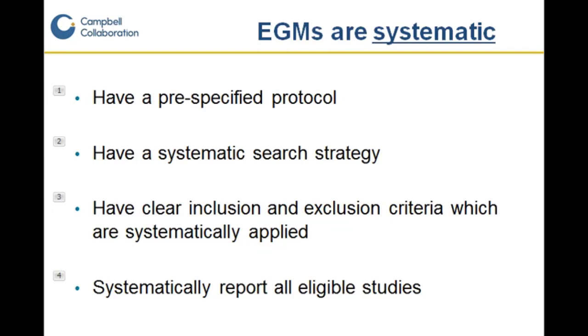Again, one of the important points for an evidence and gap map is that they follow the same systematic review methodology as systematic reviews. So they are as comprehensive and systematic as a systematic review, but of course they are broader than systematic reviews. Like any other systematic review, they follow a pre-specified protocol. They have to have a systematic search strategy. They have clear inclusion and exclusion criteria, and they systematically report all the eligible studies. Now for this particular presentation, I'll be focusing more on the systematic search strategy that included aspects of equity in it.